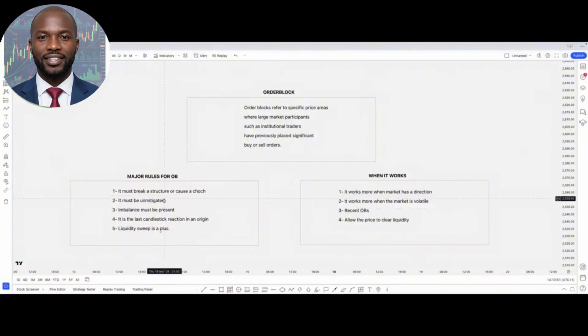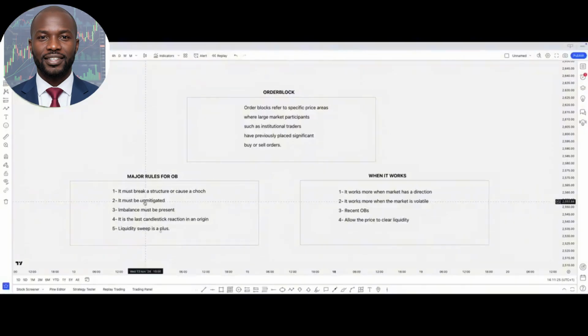If you don't understand the meaning of break of structure, you can check out my video on break of structure to understand that. So make sure that any order block you're mapping out has broken a structure or has caused a change of character. Number two, it must be unmitigated. Now, what I mean by unmitigated is make sure that your order block price or market has not tapped into it, because once market has tapped into an order block, it is no longer valid. It will become a liquidity zone.